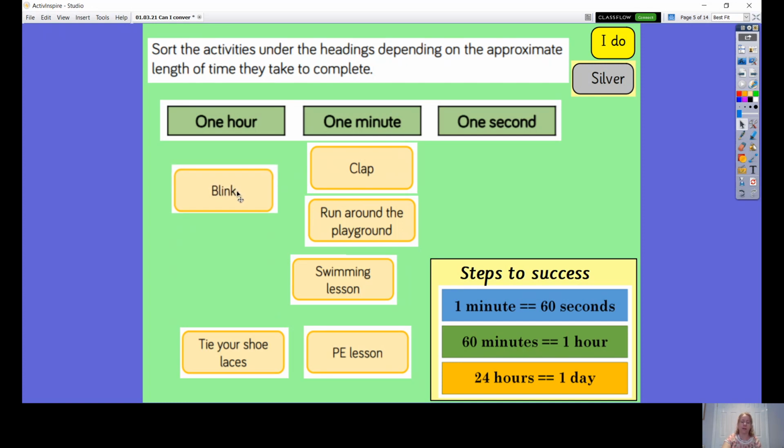I'm just having a go now. I can't make a blink take an hour or even a minute. A blink literally takes a second, doesn't it? So that one's going to go into the 1 second.